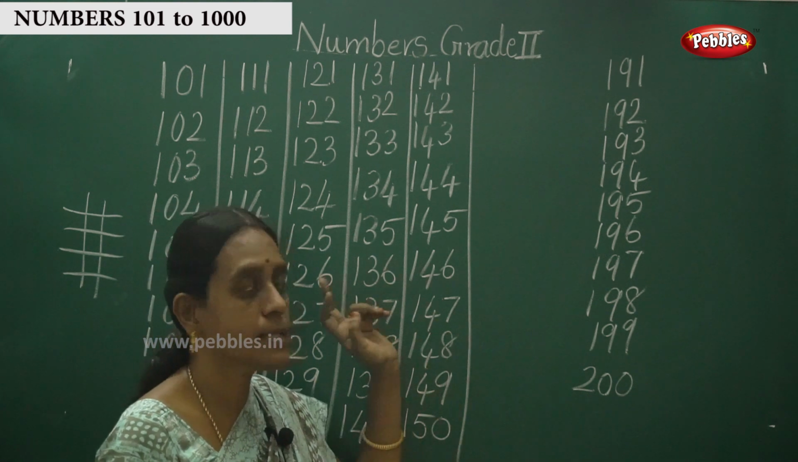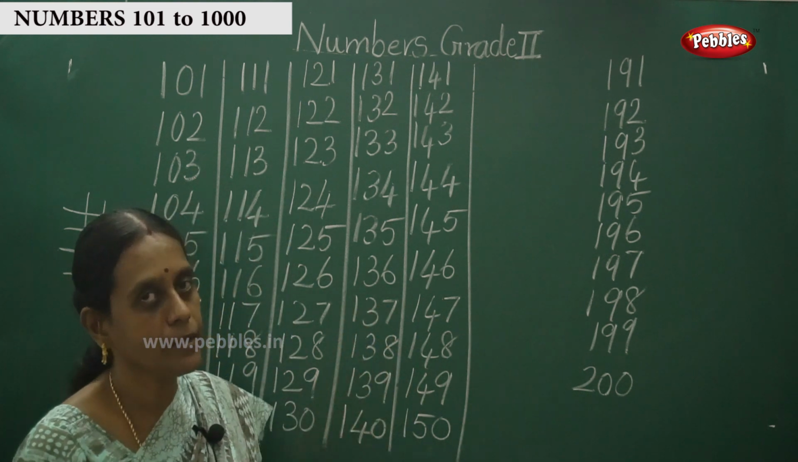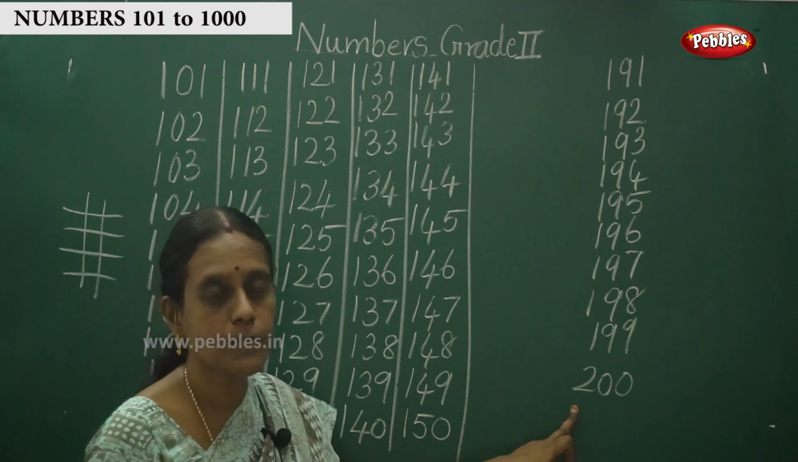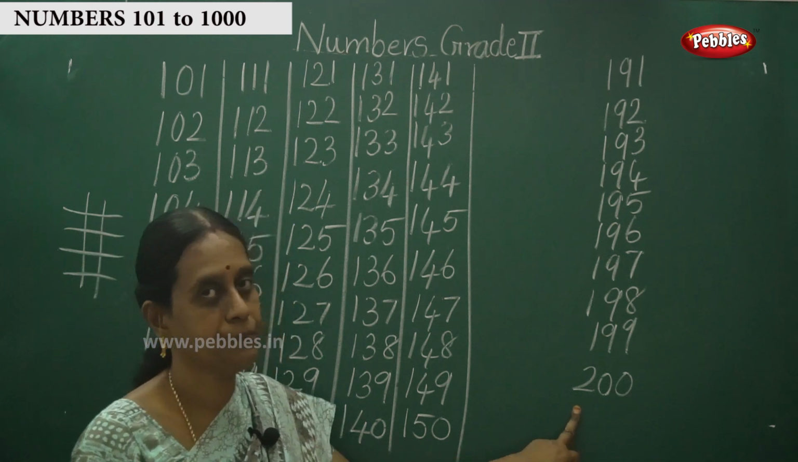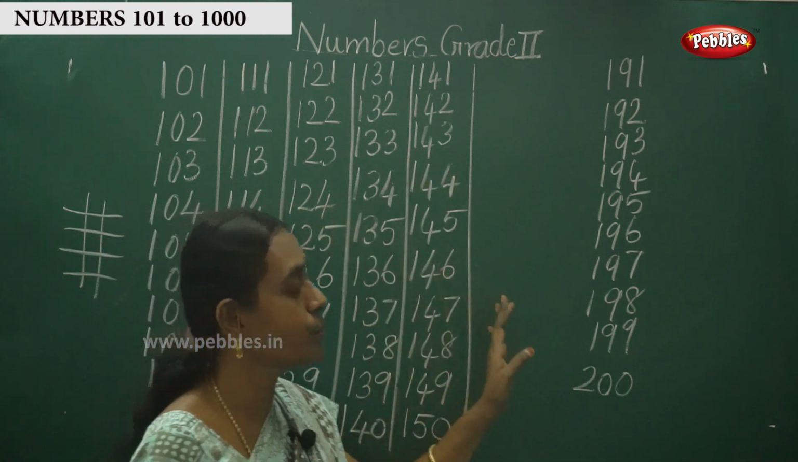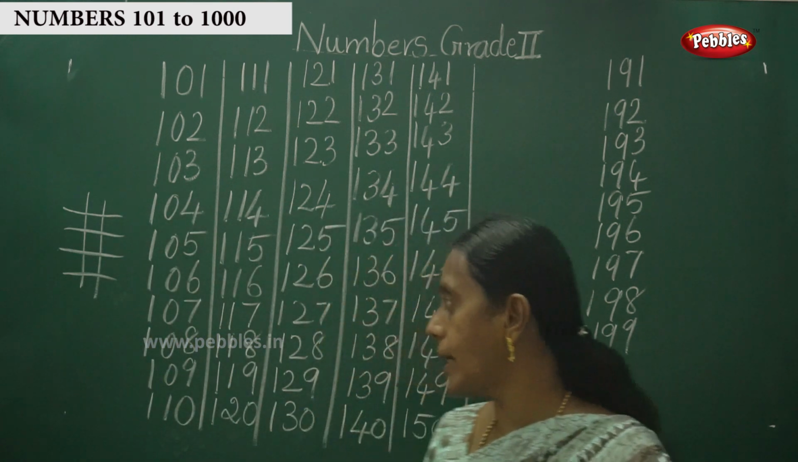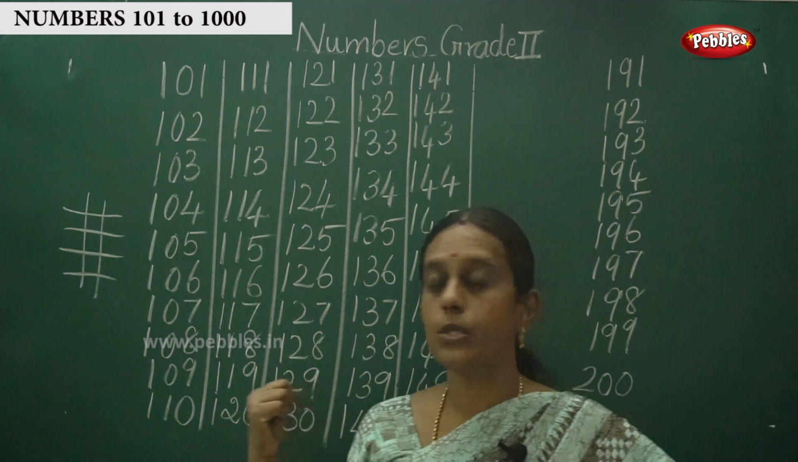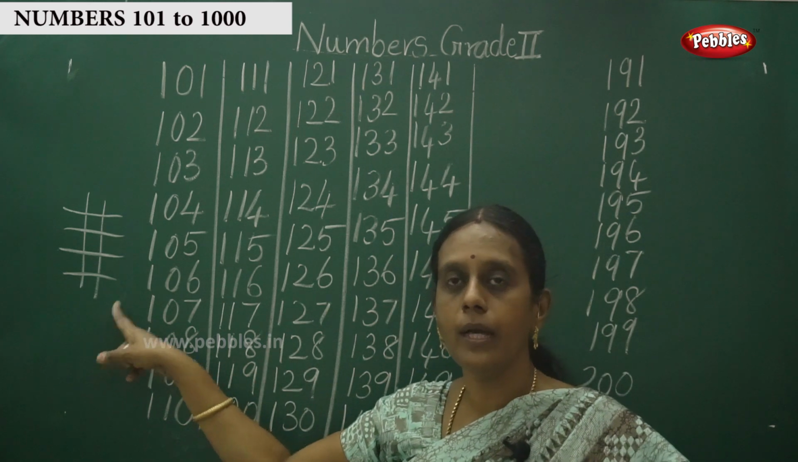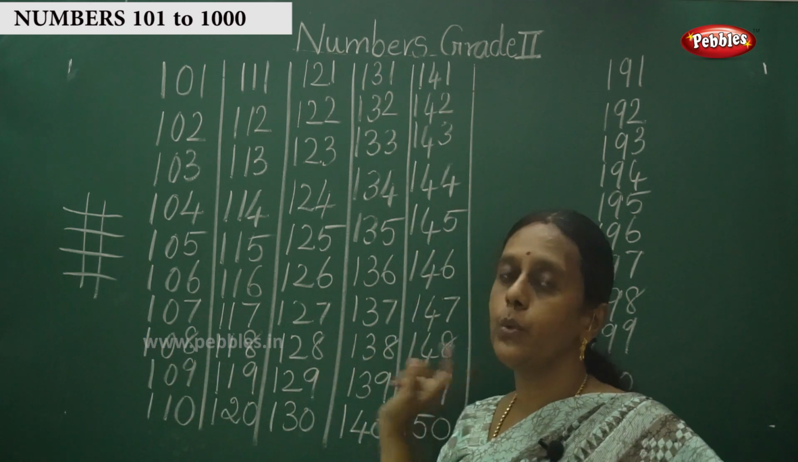So let me discuss: in your grade 1, up to 100 only. Now we are going to discuss the number 200. Okay children, so this is the way to write after 101 to 200. So you have to practice in your grid note and complete this up to 200.